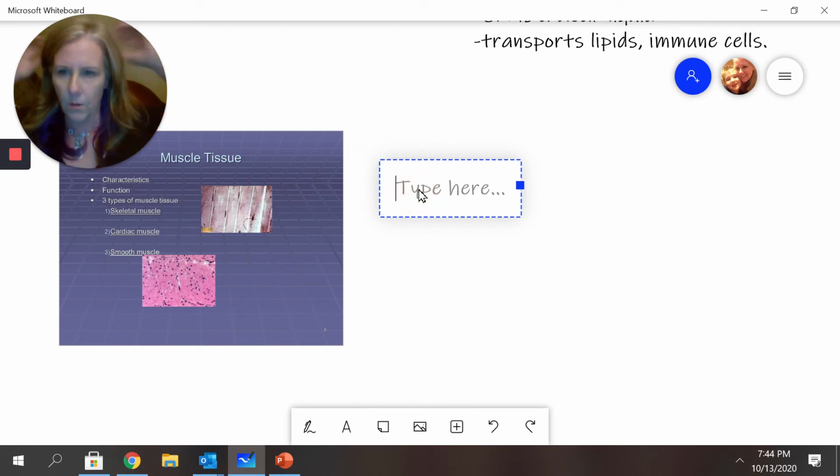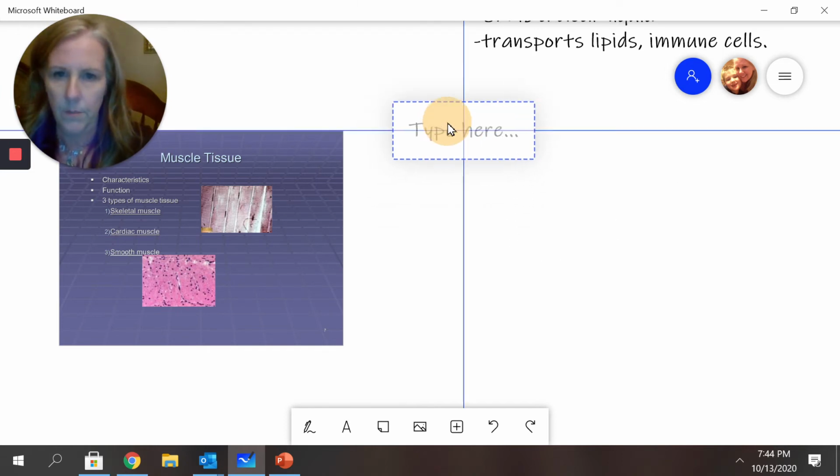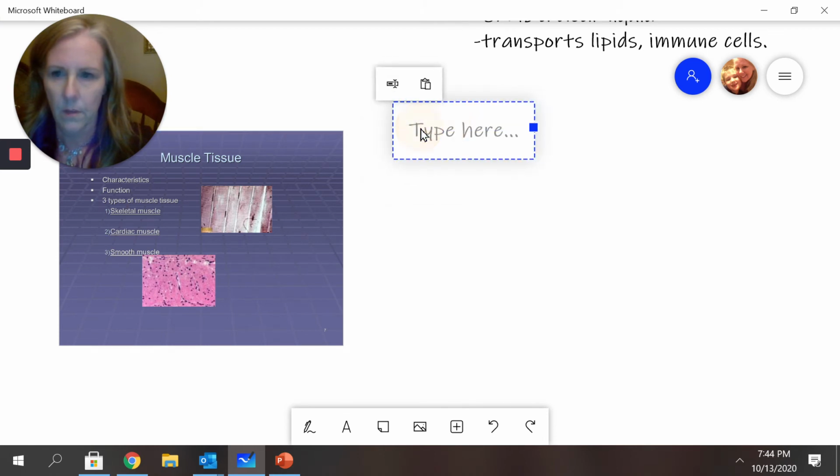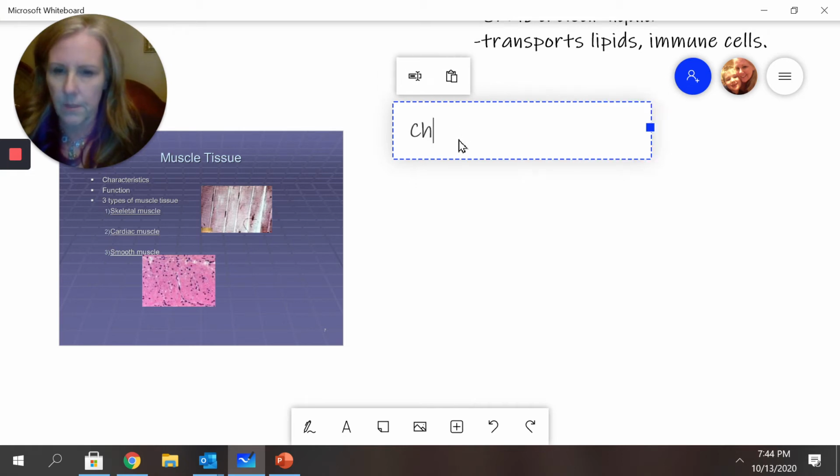Okay. So on to muscle tissue. So muscle tissue is another type of tissue. It was one of our four. And muscle tissue, we're going to talk a lot more about muscle tissue because it's the main component of the muscular system. So when we get to the muscular system, this is just really going to be an overview of it. Okay. The first thing I want to talk about is the characteristics of muscle tissue.